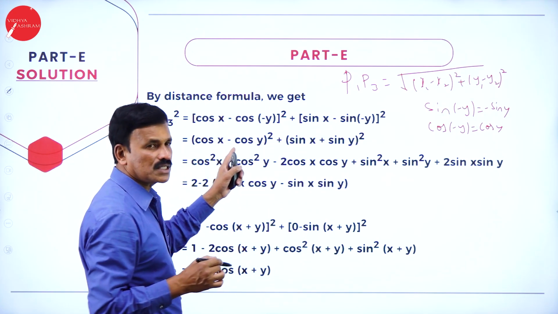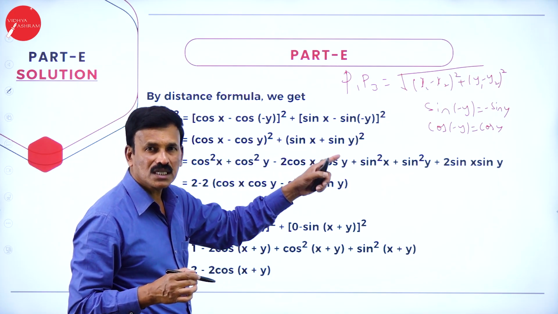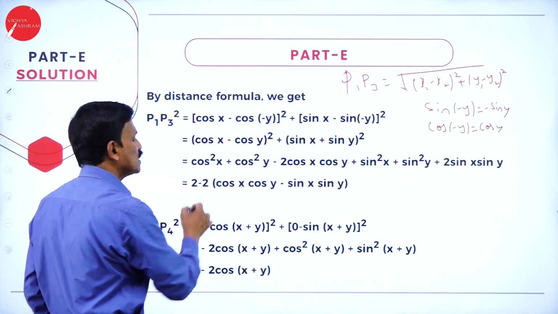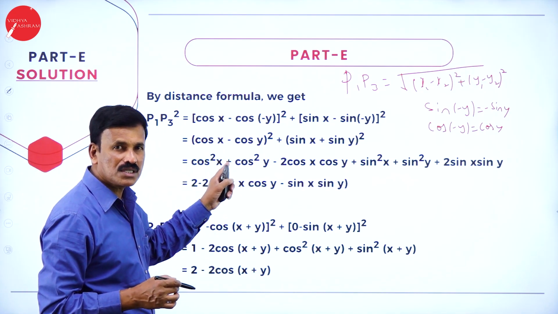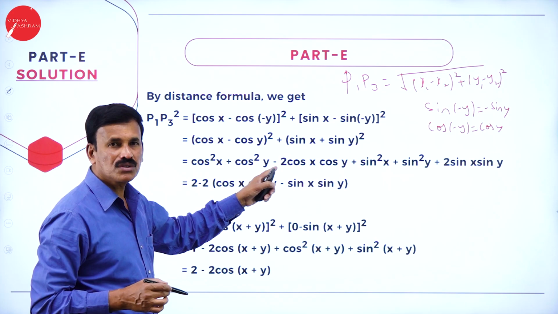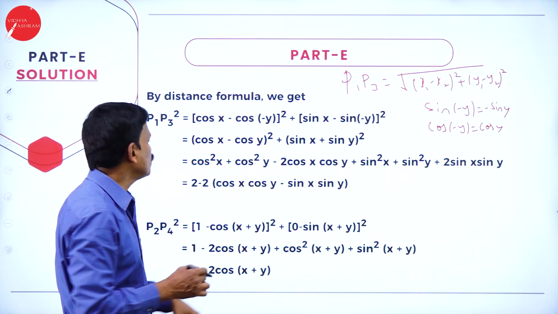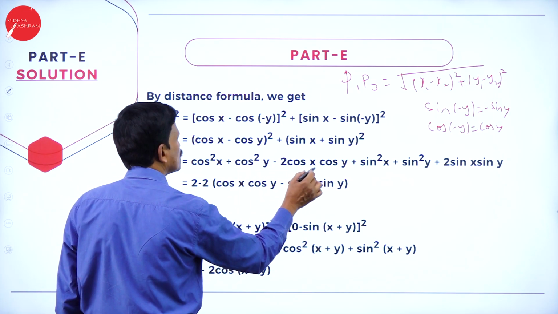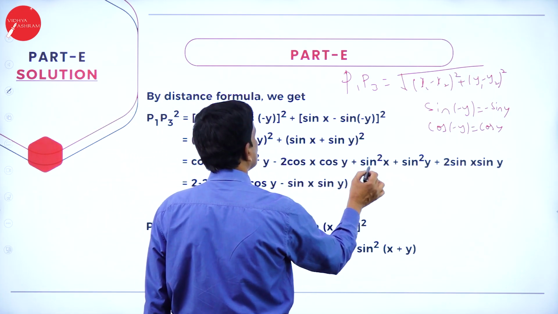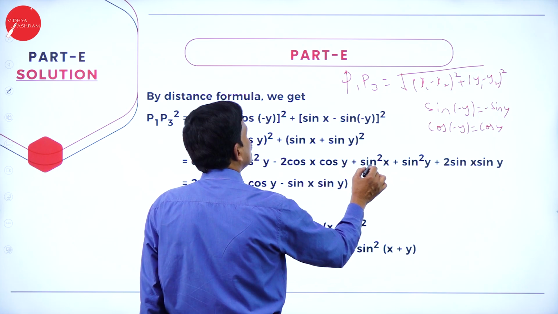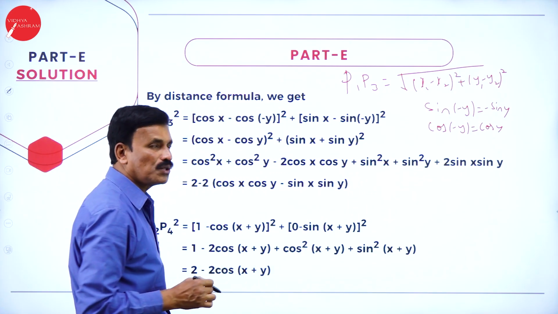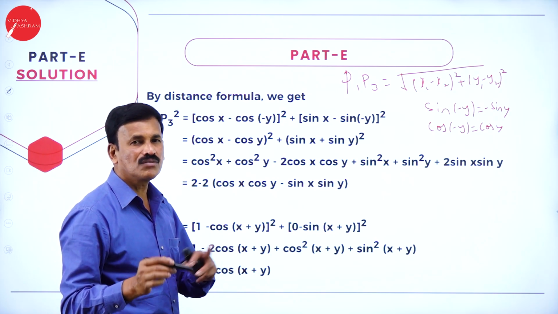So (cos x minus cos y) whole square plus (sin x minus sin y) whole square. Recall that (a minus b) whole square is a square plus b square minus 2ab, and (a plus b) whole square is a square plus b square plus 2ab. So we get cos square x plus cos square y minus 2 cos x cos y plus sin square x plus sin square y plus 2 sin x sin y. Now group the terms containing x and y separately.